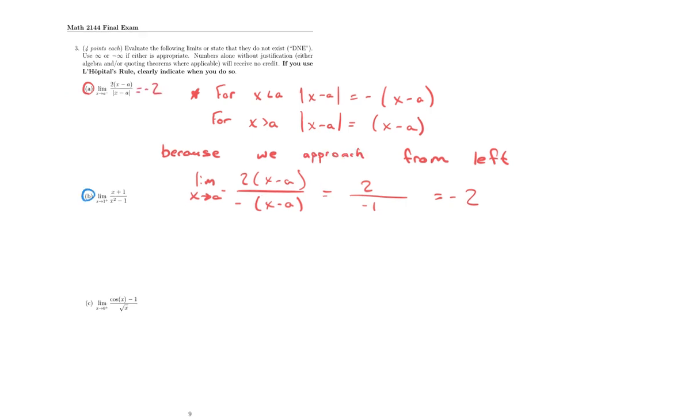Okay, moving on with number 3, part B, we're going to take the limit as x approaches 1 from the right of x plus 1 over x squared minus 1. So first thing to notice is if I try evaluating this right off the bat by just plugging in 1, I'm going to get 2 over 0, which we can't have, right? Because we don't want a 0 in our denominator, let's see if we're able to do anything to simplify.